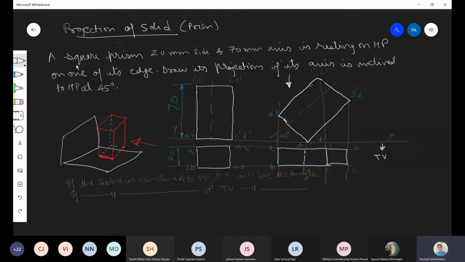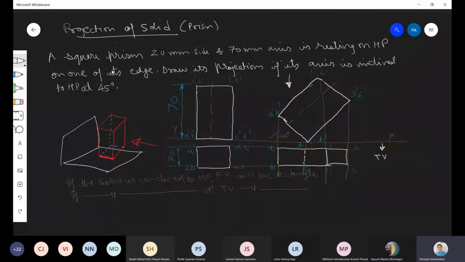I am reading the question: a square prism 20 mm side and 70 mm axis. So 70 mm axis means the length of the axis from this point to this point, and axis is an imaginary line. In other words, the height of this prism is 70 mm. And what is 20 mm? Since it is square, all edges are 20 mm.